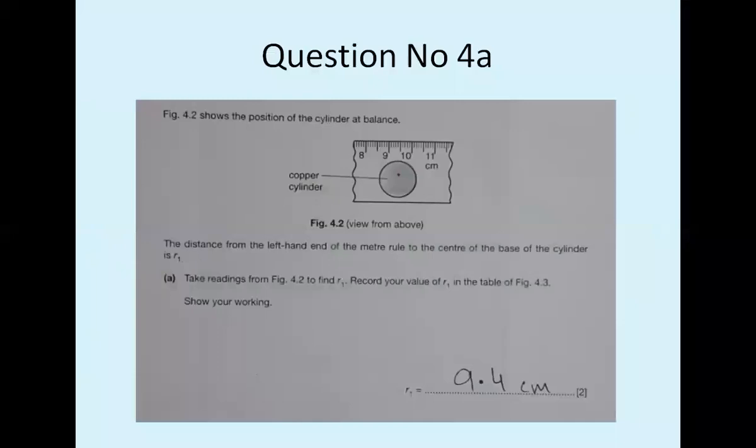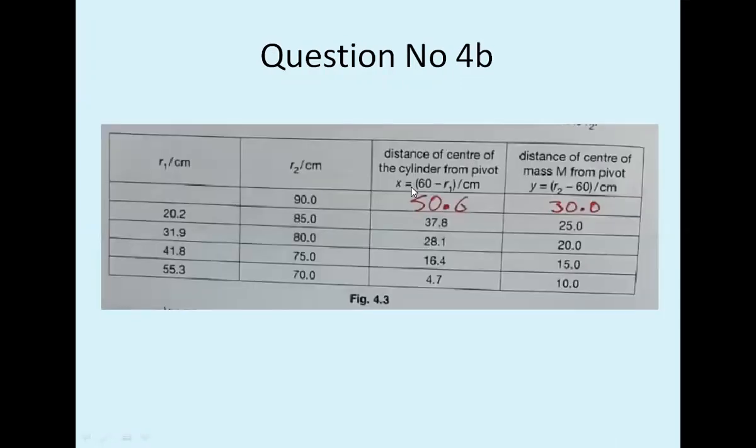So this is that reading. I think the reading is 9.4 centimeter. This reading is 9.4 centimeter. So I will write here 9.4 centimeter. So X will be 60 minus R1, and that will be 60 minus 9.4.